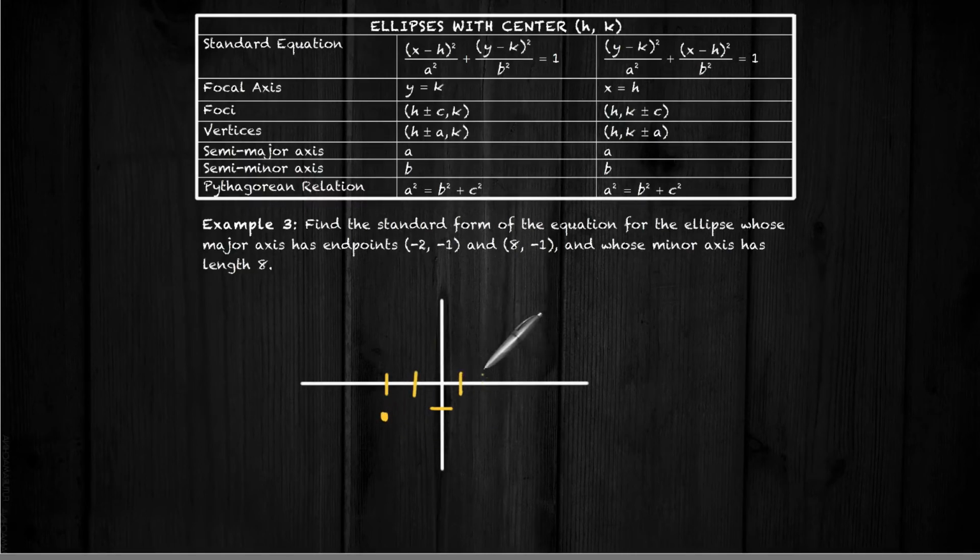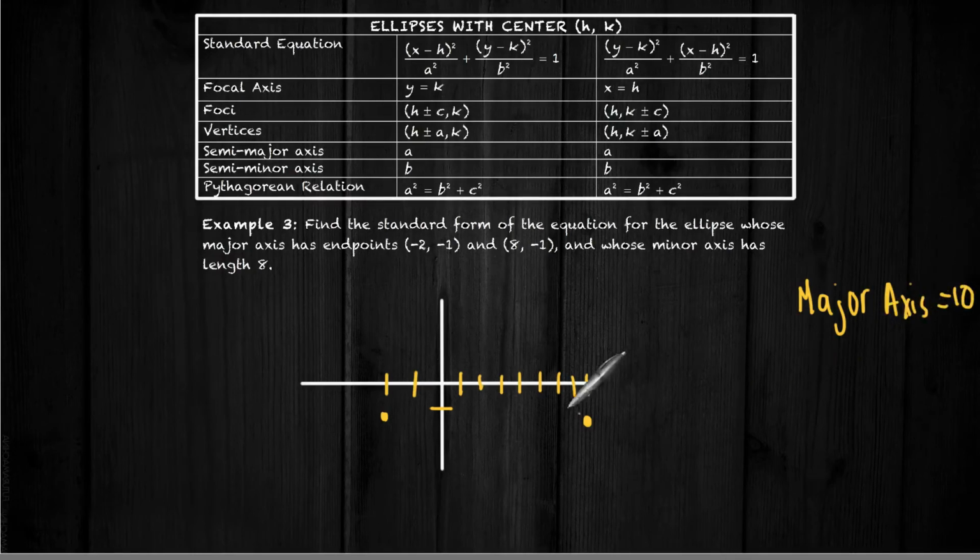And then 1, 2, 3, 4, 5, 6, 7, 8, -1. So from -2 to +8 is a length of 10. So the major axis has a length of 10.